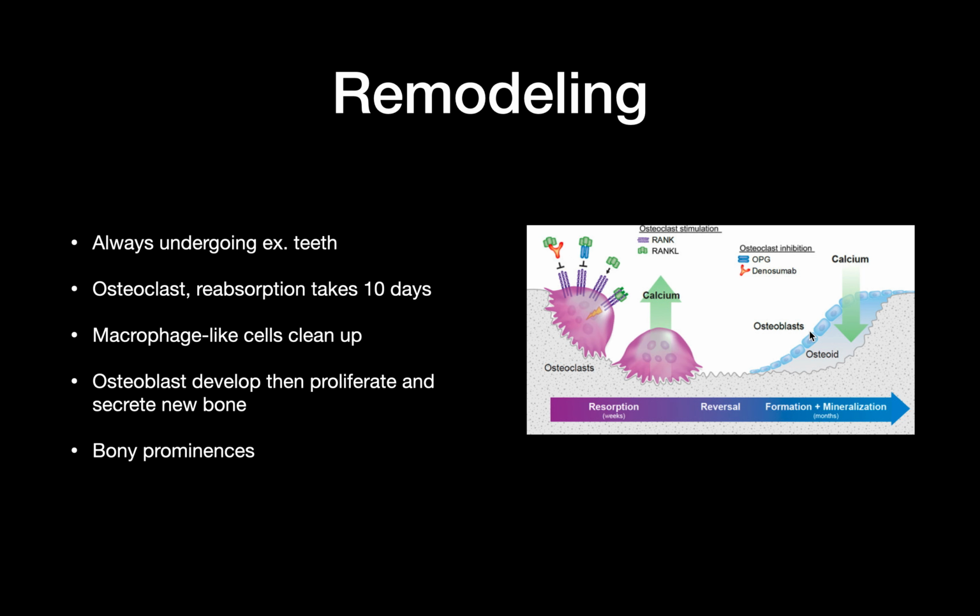Osteoblasts proliferate and they form the osteoid, and then the new bone ingests or absorbs the calcium. Bony prominences are formed this way. It's really in response to mechanical action.